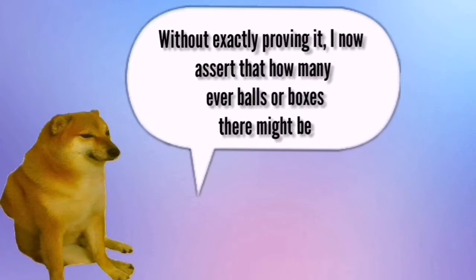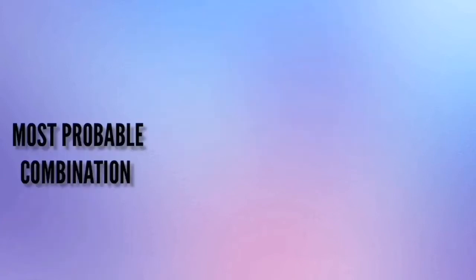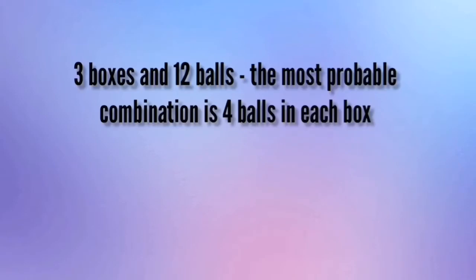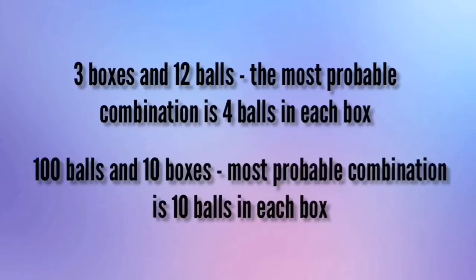Without exactly proving it, I assert that now, however many boxes or balls there might be, the combination which will be the most probable would be the one where the balls are arranged most equally. So, for 3 boxes and 12 balls, the most probable configuration would be 4 balls in each box, and for 100 balls and 10 boxes, the most probable configuration would be 10 balls in each box.